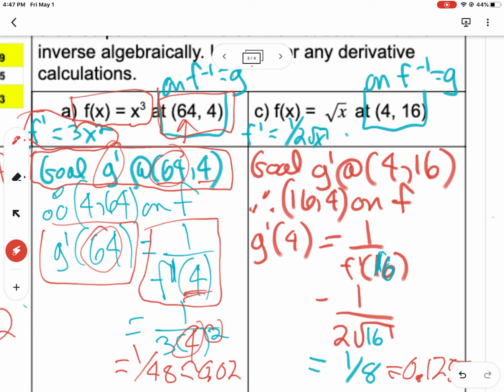Okay, let's look at the next question. So on this one, it says that our original function is root x. I did the derivative of root x, 1 over 2 root x. The ordered pair where we want the slope is 4, 16, and that's on the inverse. But remember, we're calling the inverse g. Okay, so our goal is to get the slope of the tangent on the inverse when x equals 4 and y equals 16. Well, if 4 and 16 is on the inverse, I know that 16 and 4 is on the original.